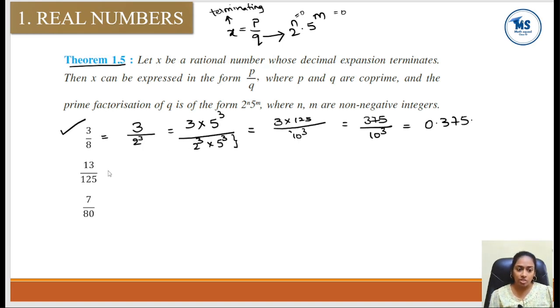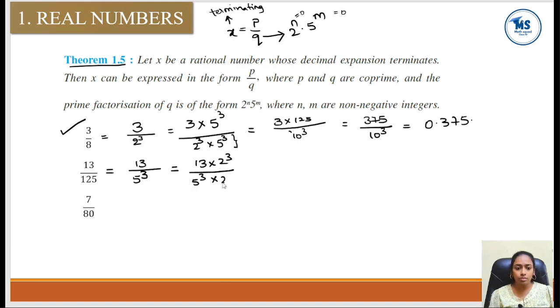Now let's check with this number, 13 by 125. The prime factorization of 125 is 5 cube. Since I'm trying to make the denominator a power of 10, I'll multiply and divide by 2 cube.